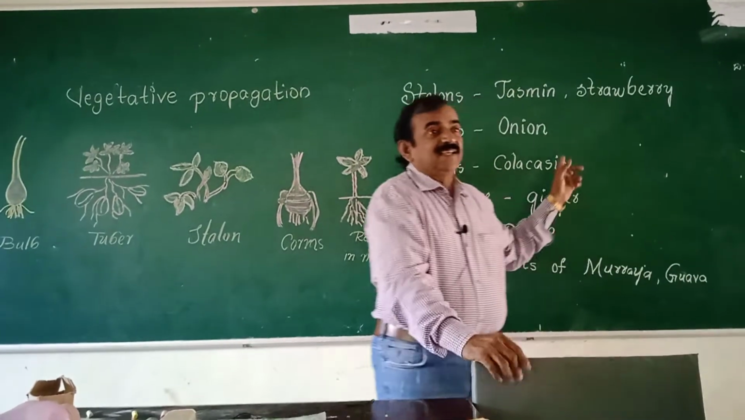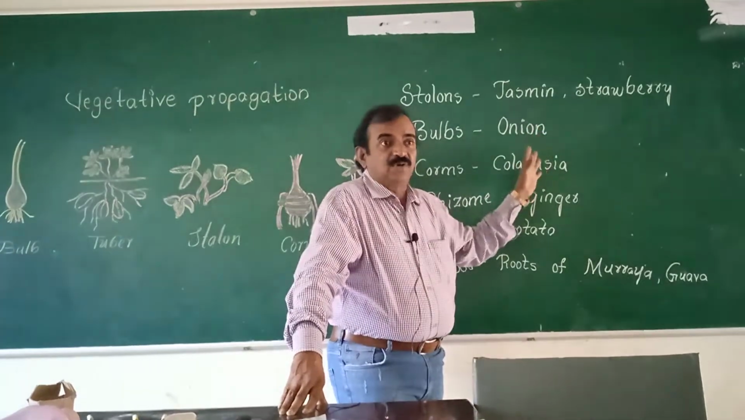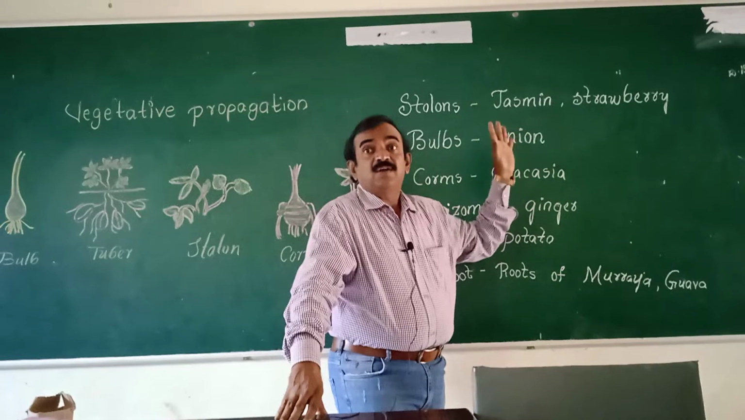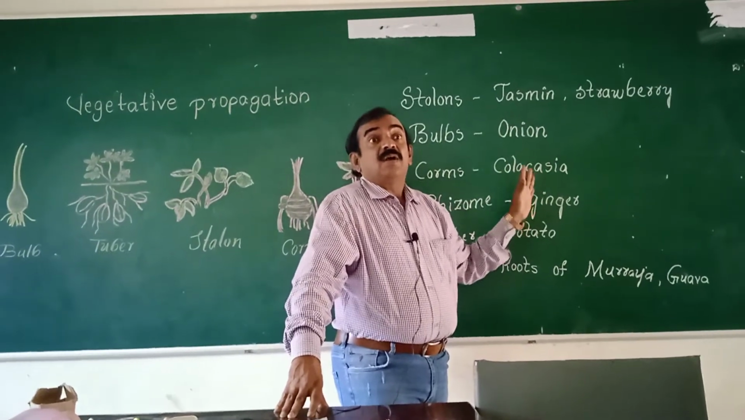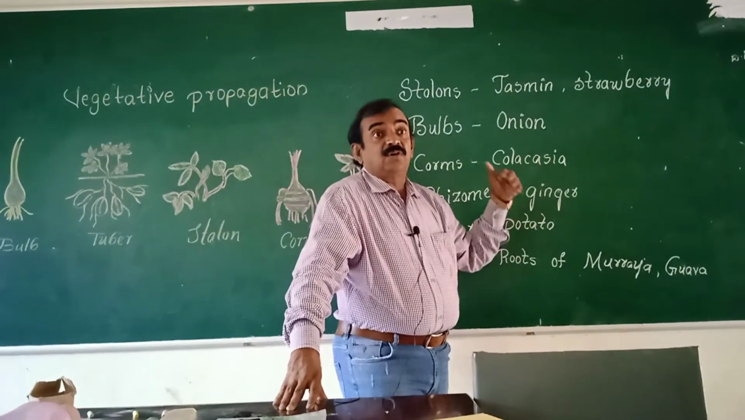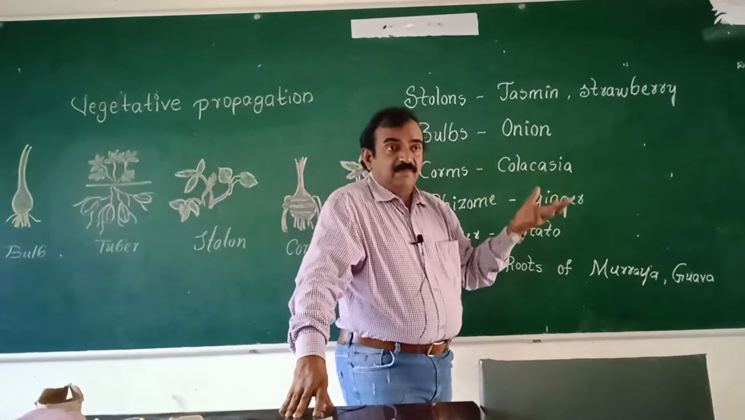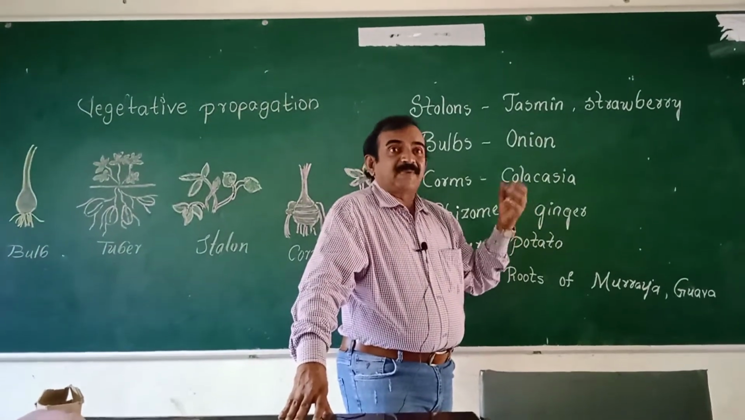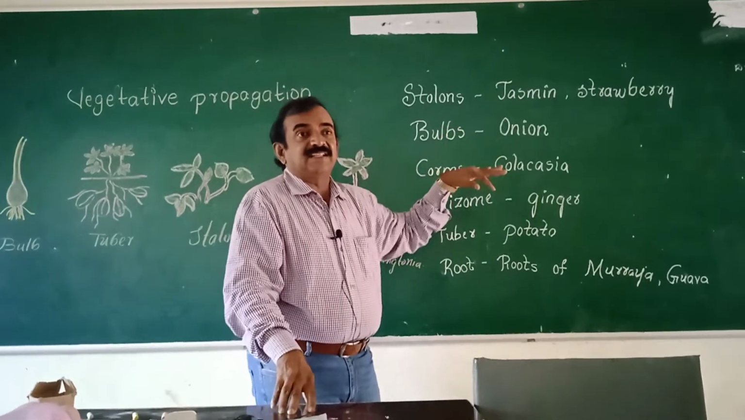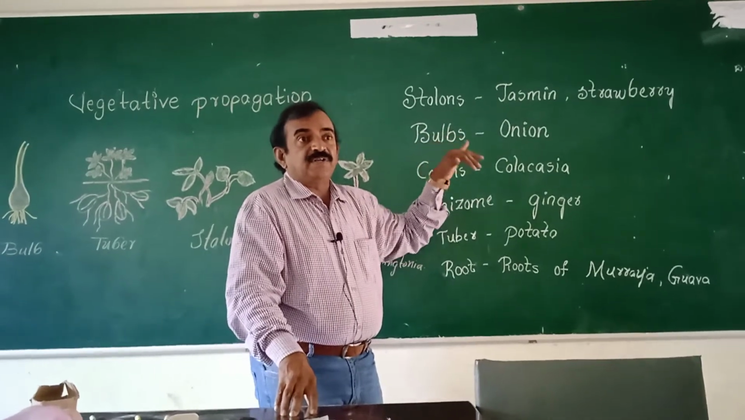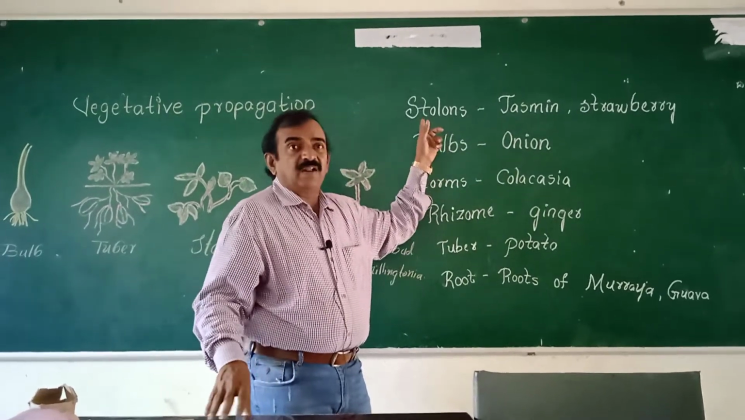And now I am reading the examples of different stem modifications. These are also helpful in giving rise to a new plant. And these are all natural vegetative propagation, without our presence, and they are producing their own plant by themselves, and that is called natural vegetative propagation. Example. Come on, all of you read it.